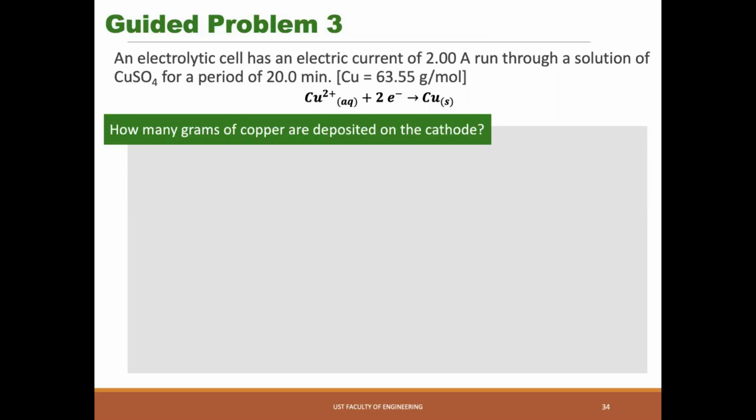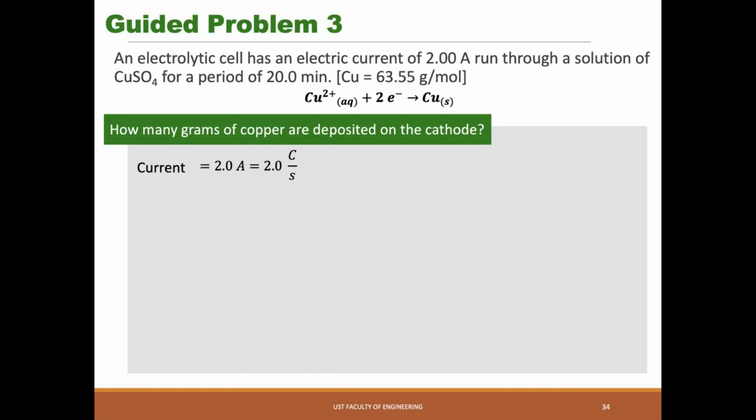For example, we are given a cell with a known amount of electric current supplied to the solution of copper sulfate for a period of time. And we're asked to quantify the mass of copper being deposited on the cathode. Again, the cathode is the one that experiences the reduction process, and we are given the half reaction for it, since the given is about gaining of electrons, and gain of electrons is reduction.